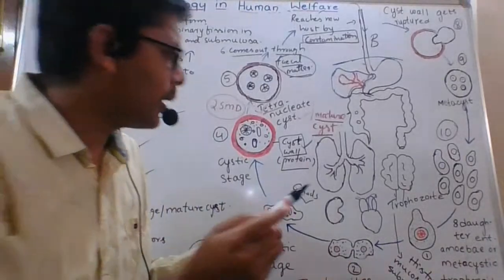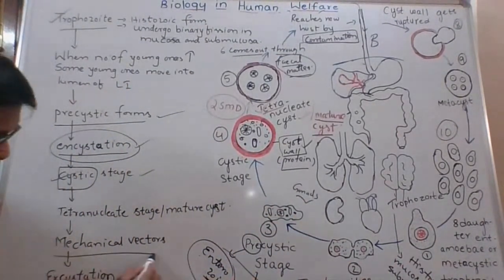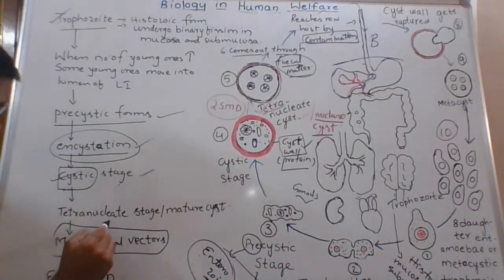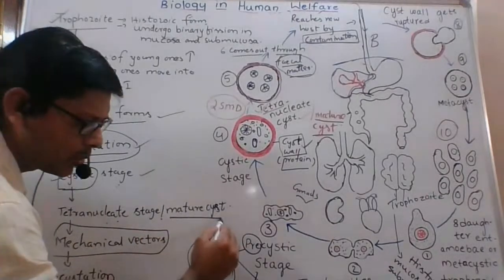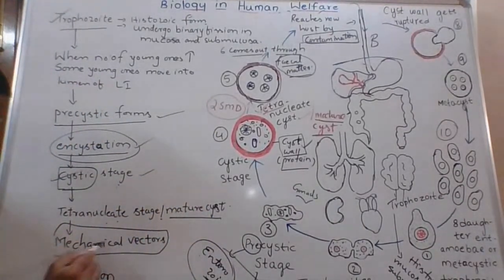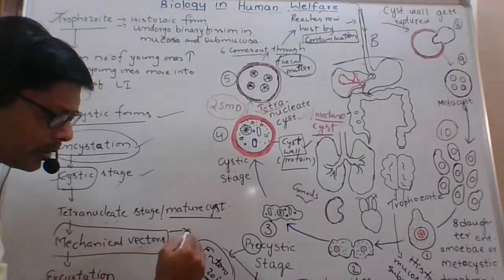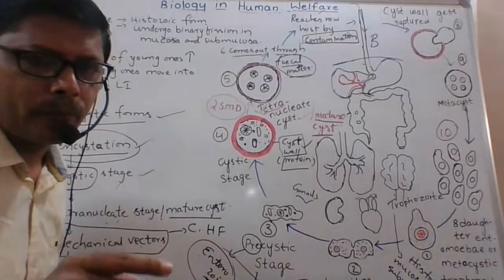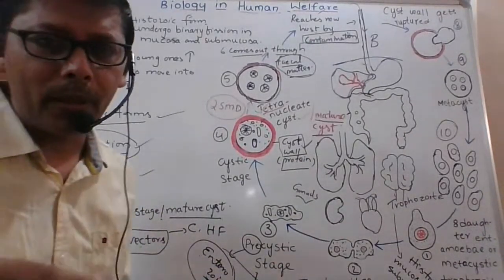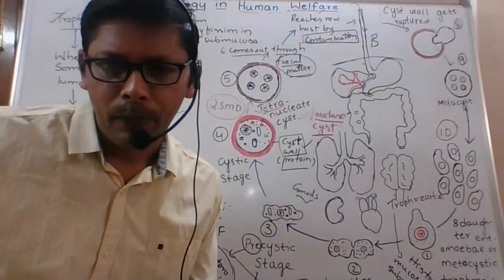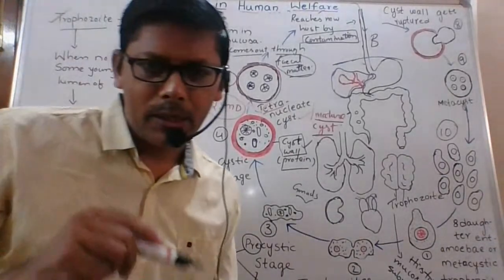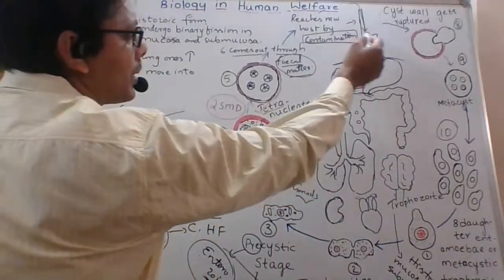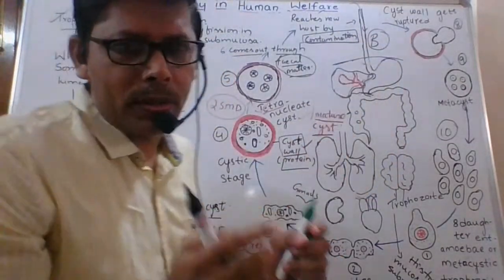What are the mechanical vectors here? From the cyst, the tetranucleated cyst or mature cyst is formed. Through mechanical vectors, which are the cockroach and housefly, it reaches a new host. Yesterday I told you, the cockroach's scientific name is Periplaneta americana and the housefly is Musca domestica.